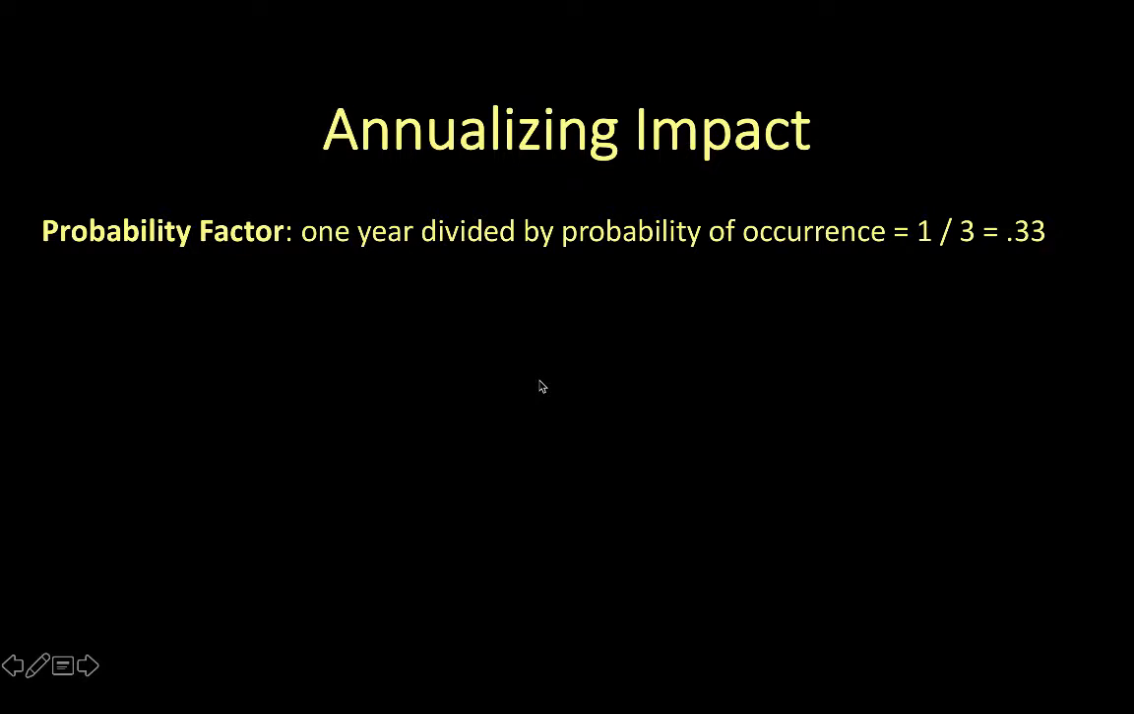Annualizing costs begins with determining a probability factor. For example, assume that a specific event will occur on average every 3 years. We annualize this by dividing 100% probability by 3, arriving at 0.33, or an annual 33% probability. Consequently, when we multiply 0.33 by the magnitude of harm, we arrive at an annual cost.